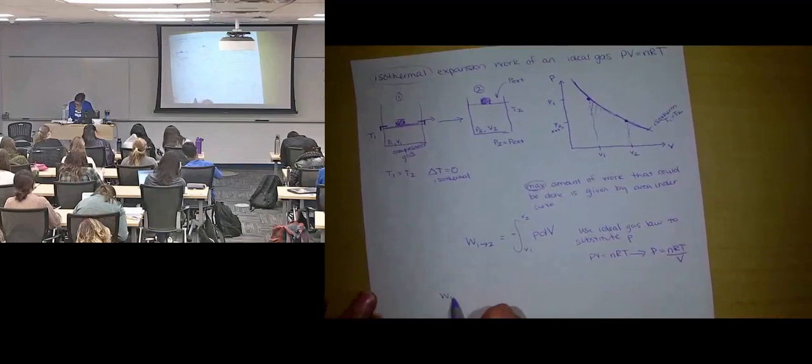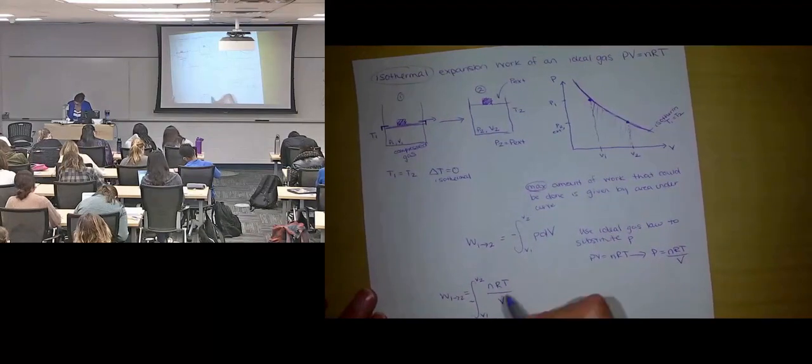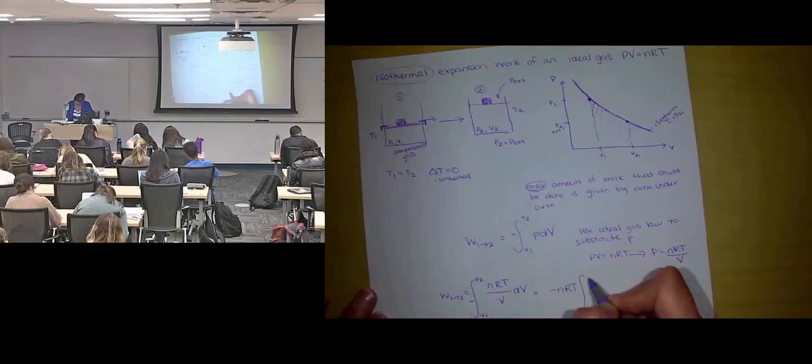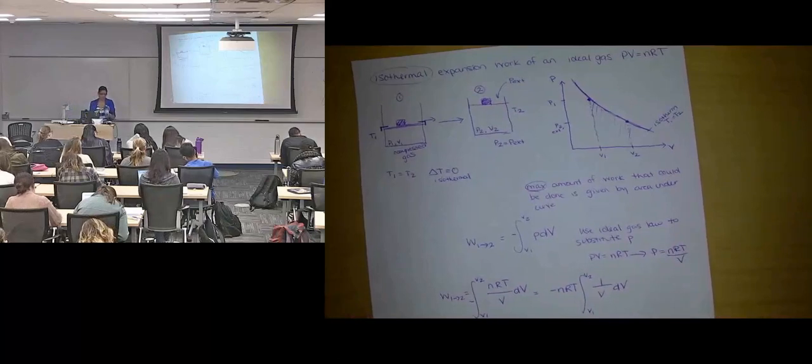So I can now rewrite work from 1 to 2 as equal to negative, for convention, the integral from volume 1 to volume 2 of nRT over V dV. I can pull everything out in front because it's all a constant. nRT, times my integral from V1 to V2 of 1 over V dV. What is the integral of 1 over something?